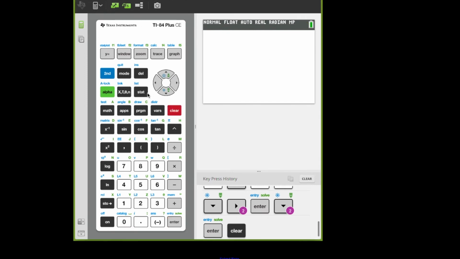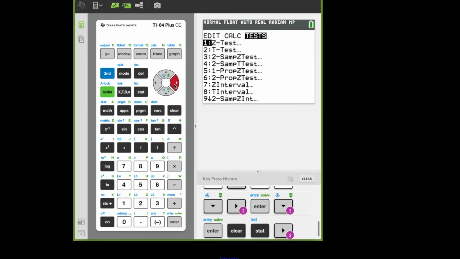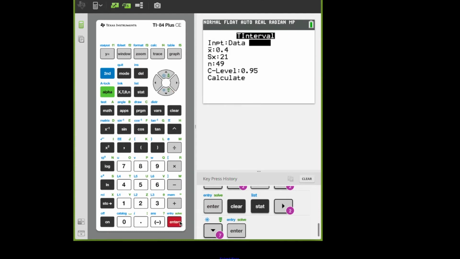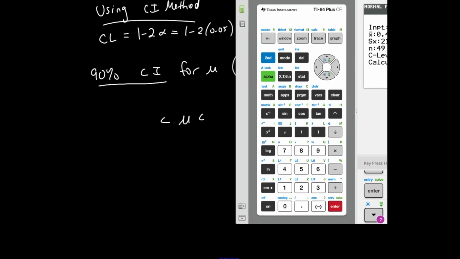Where do I find T interval? The same way that I find T test. Stat, tests. But now I got to go down to intervals because I want an interval of numbers. T test if I want a test statistic or a p-value. T interval if I want an interval. Same idea. Do I use data or do I use stats? I have statistics. I don't have a list of numbers. So I'm going to go stats.